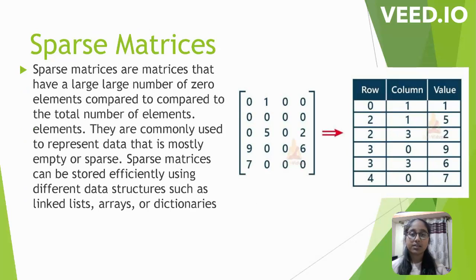Sparse matrices. Sparse matrices are matrices that have a large number of zero elements compared to the total number of elements. They are commonly used to represent data that is mostly empty or sparse. Sparse matrices can be stored efficiently using different data structures such as linked lists, arrays, or dictionaries.